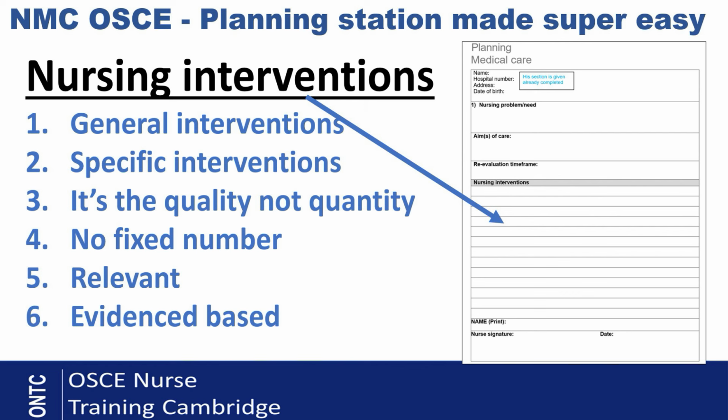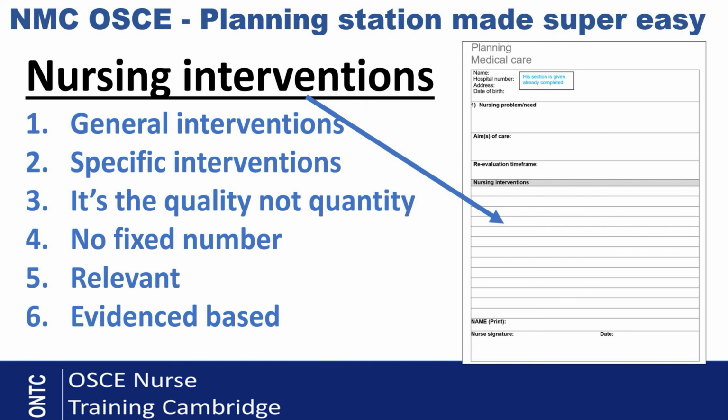Say if it's pain, so I will assess my patient's pain using a pain tool, 0 to 10. I will give appropriate analgesia depending on the pain score. I will check the effectiveness of the analgesia given. I might teach my patient some deep breathing exercises or diversional therapies to relieve pain. So those are your particular interventions for just that particular nursing need.